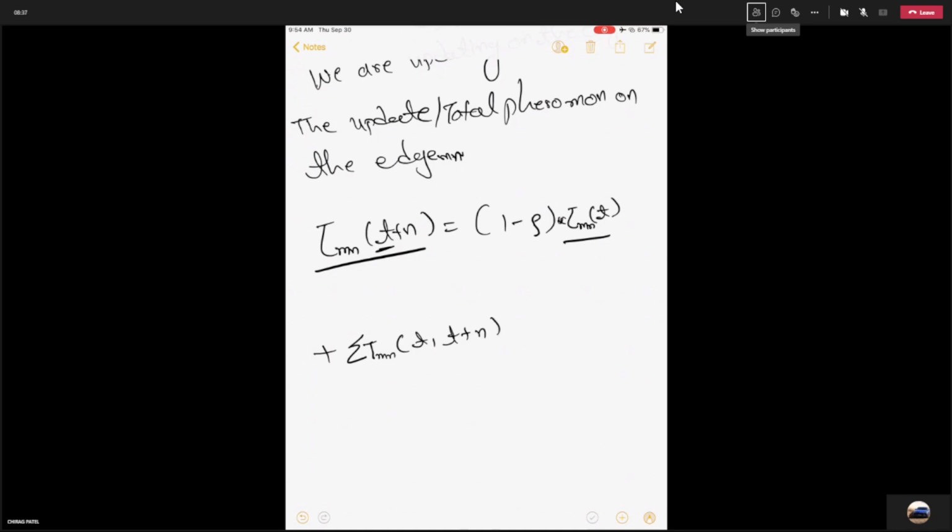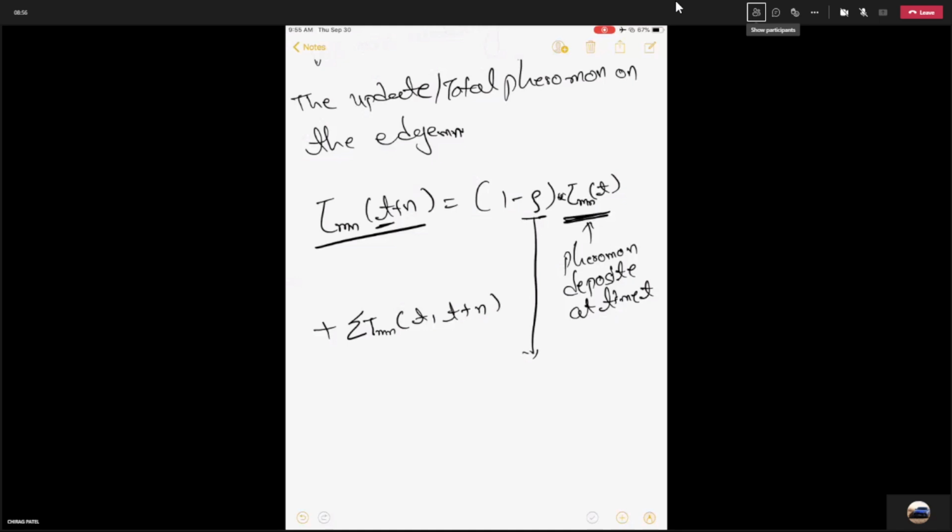Now we will see this is the pheromone deposit at time t. Then what do you mean by rho? Here rho is the rate of evaporation.